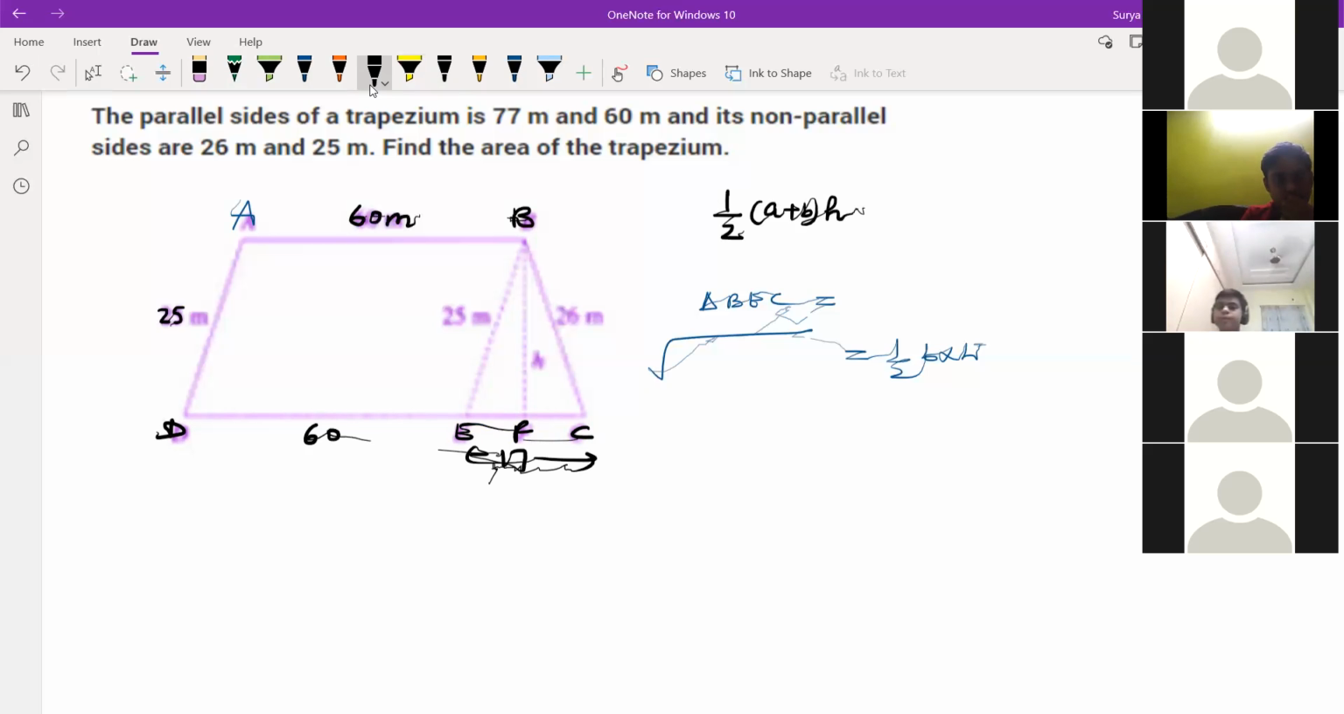Yes, and Vivek, what is the answer coming now? Just check. Sir, 1 minute. Sir, I'm getting the area of the trapezium as 1644. 1644. 1 minute, let me check. Yeah, it's correct. What is the height? Height first, you tell me the height. Sir, the height is 24.